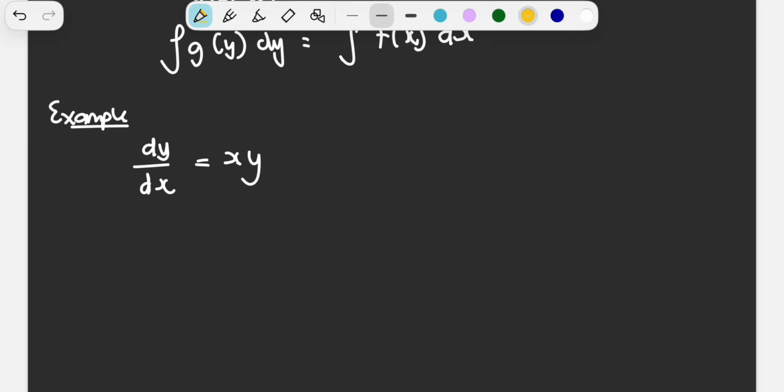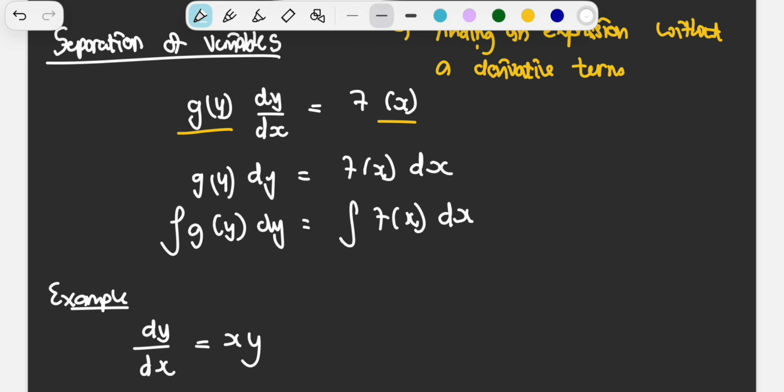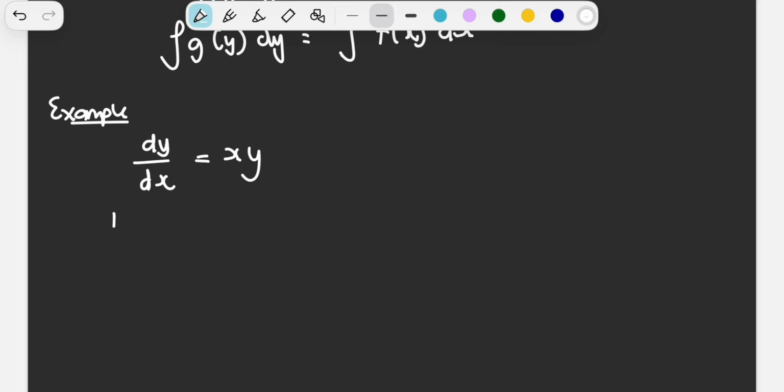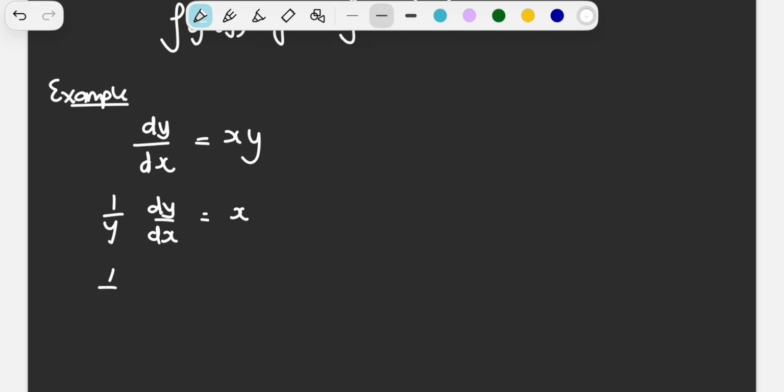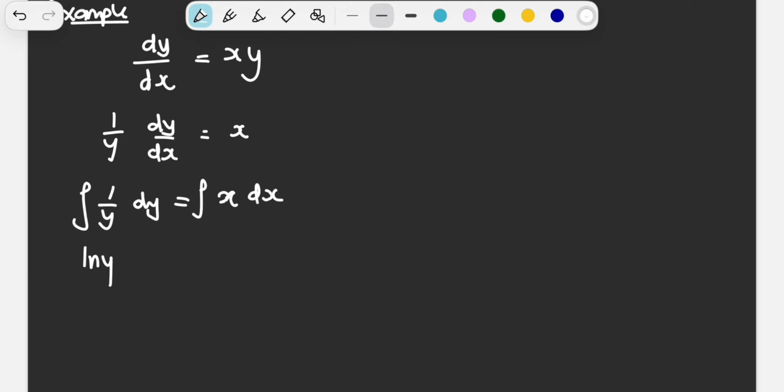Okay, so if you have something like this, it is straightforward. You have to separate. So make sure that you have a function of y on one side and x on the other side. So 1 over y, that's my function with y, dy over dx is equal to x. So you can proceed to basically have 1 over y dy be equal to x dx. You integrate both sides. The integral of 1 over y is ln y. The integral of x is x squared over 2 plus c.